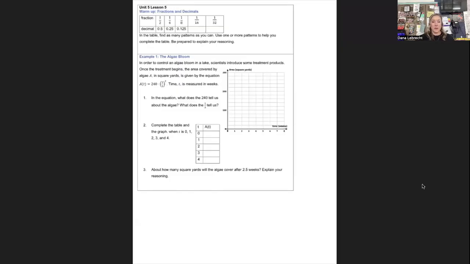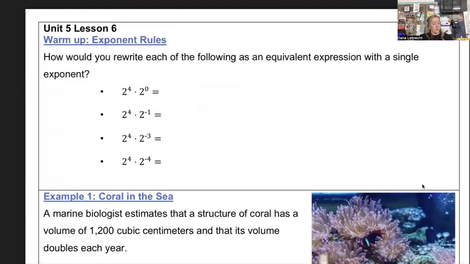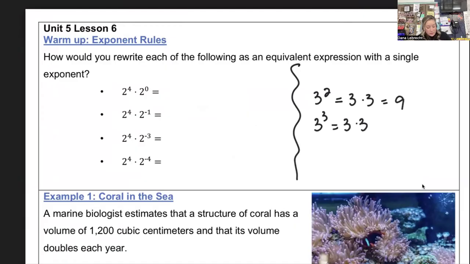All right, today we are going to look at lesson 6. So looking at our exponent rules to get started, remember that if we have, for example, 3 squared, that means 3 times 3, which is 9. 3 cubed is 3 times 3 times 3, which is 27.